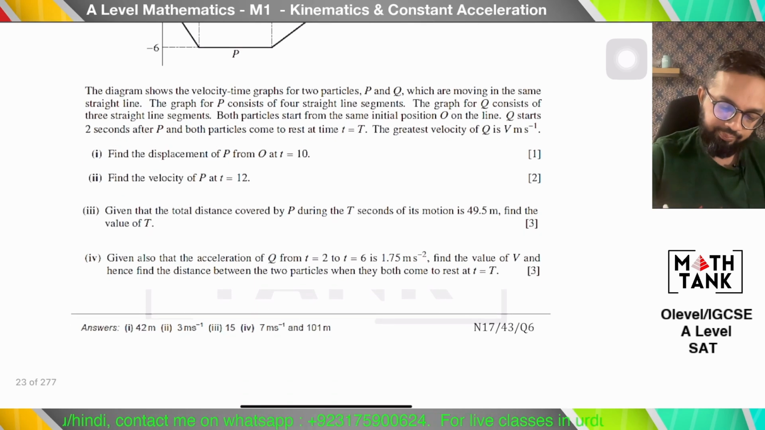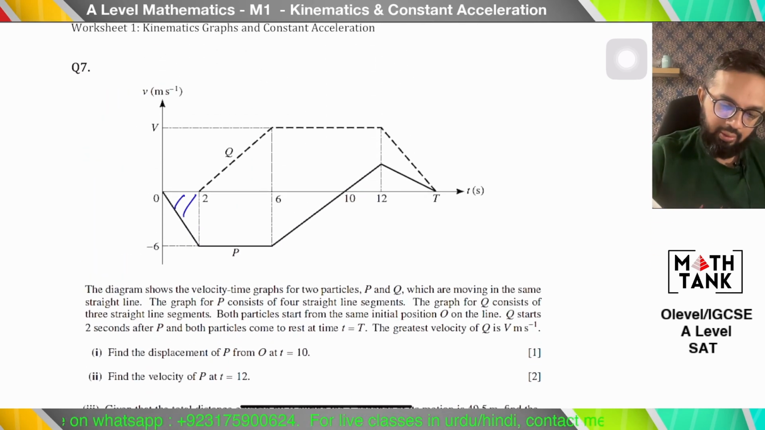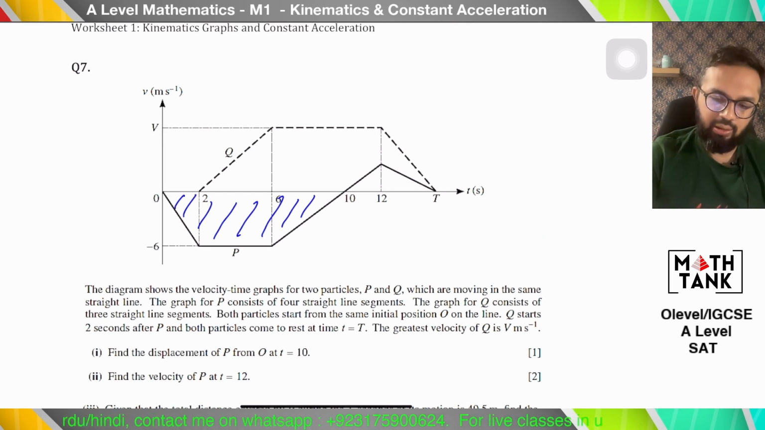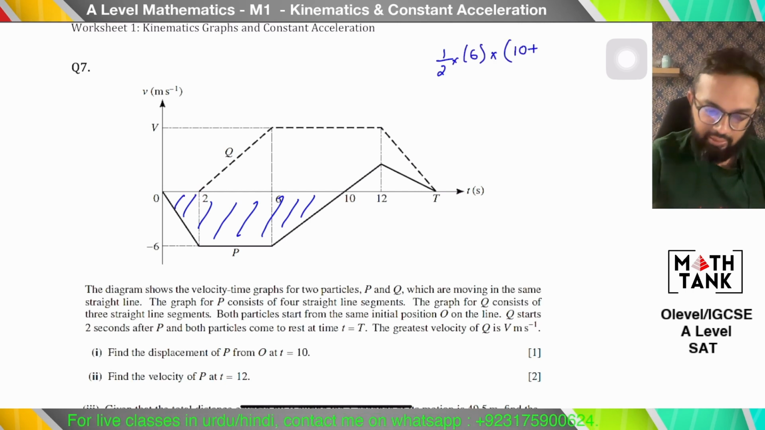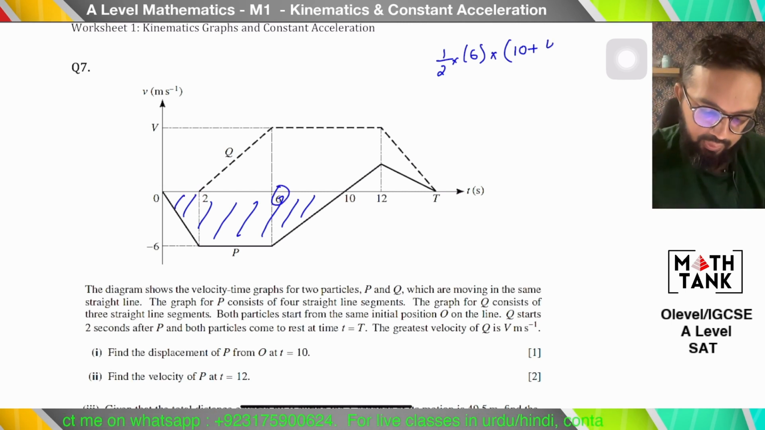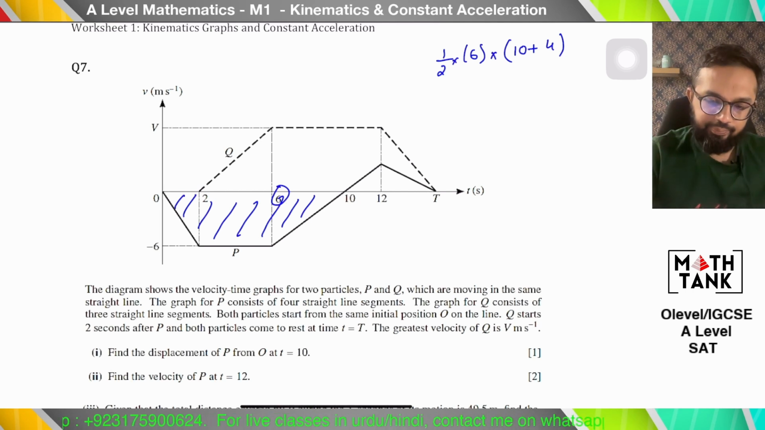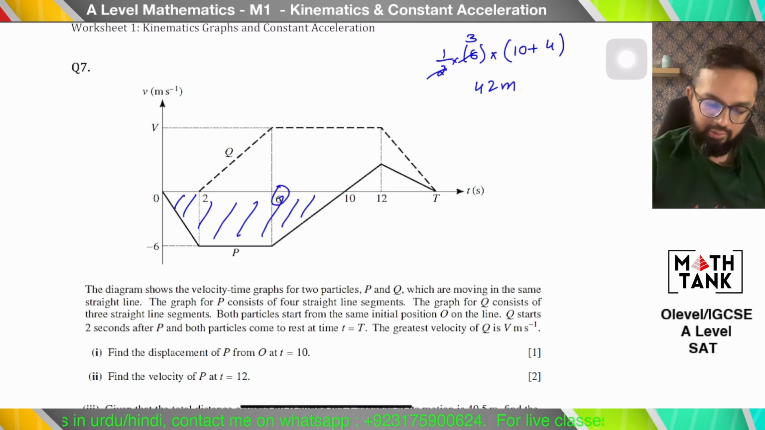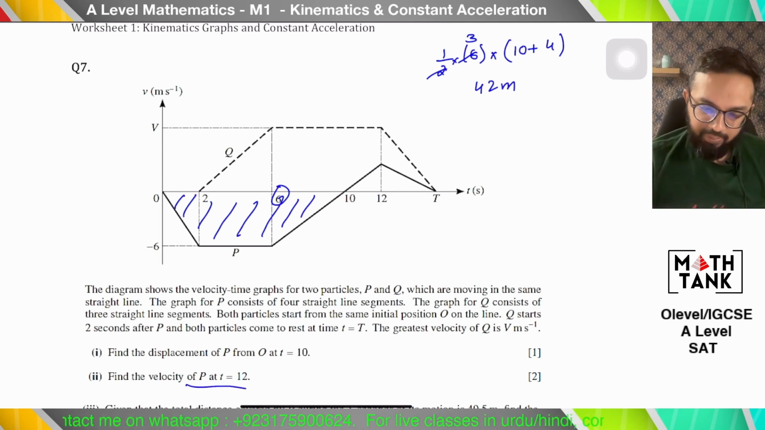Okay. P is traveling in the opposite direction. They are in the same straight line, but moving in opposite directions. So half into height into sum of parallel sides. 6. Okay, 4. 42 meters. Find the velocity of P at t equals 12.